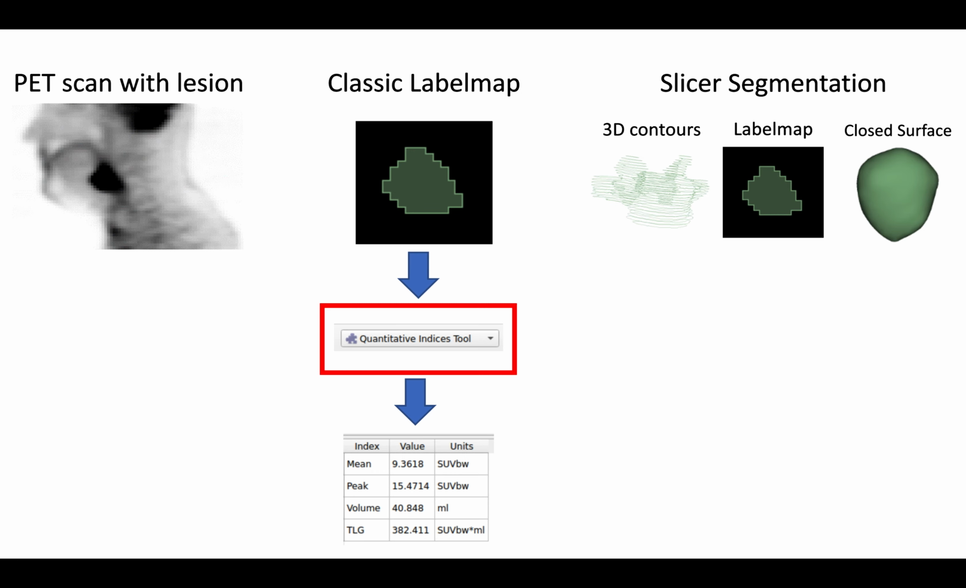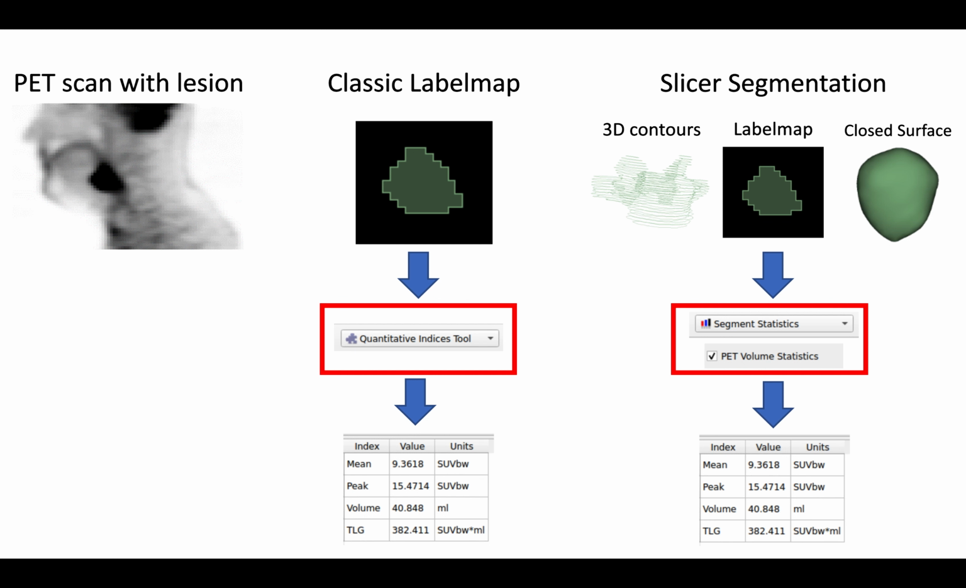For label maps, the extension provides its own user interface, the Quantitative Indices Tool module. Slicer segmentations are supported by the PET Volume Statistic plugin, which integrates into Slicer's Segment Statistics module. We will demonstrate both cases, starting with slicer segmentations.